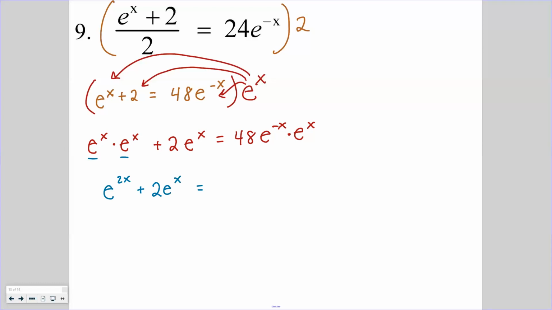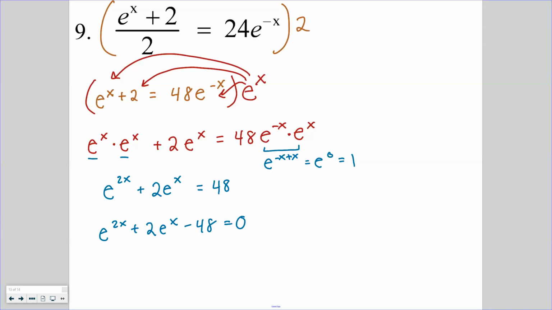But again, we've got some math magic happening on the right-hand side. e to the negative x times e to the positive x. The rule is we add the exponents. So that's e to the negative x plus x, which is e to the 0, which is just 1. It conveniently goes away and leaves us with just 48. And then if I move that 48 to the other side, subtracting it from both sides, we get a problem that looks like number 4 or 5 from our set of examples. It becomes a factoring problem.